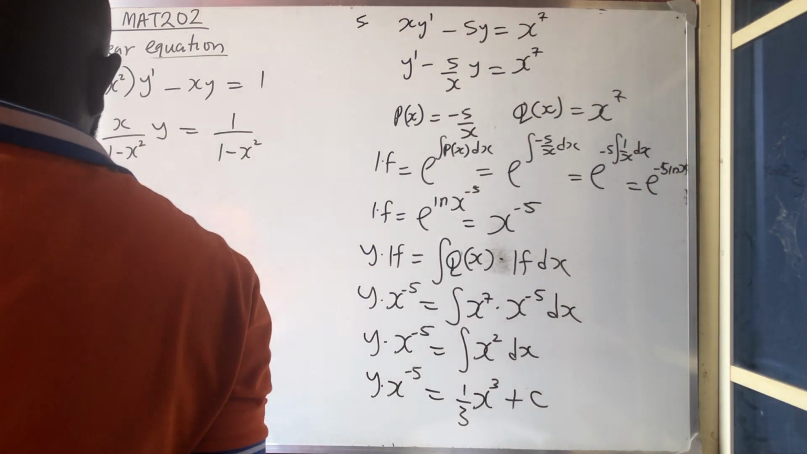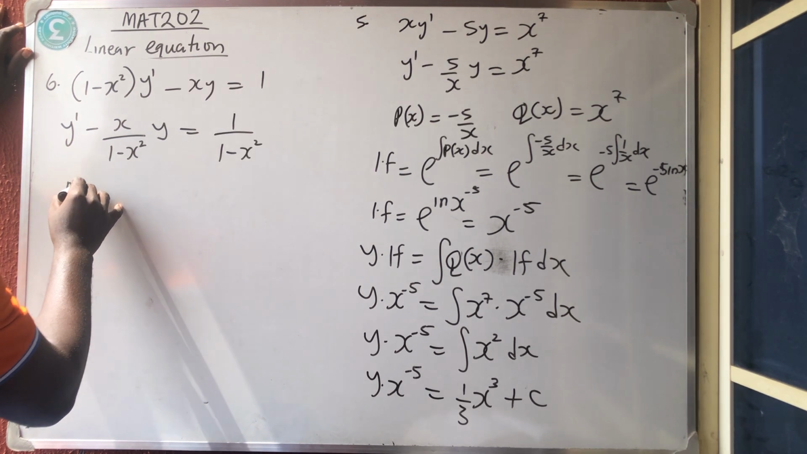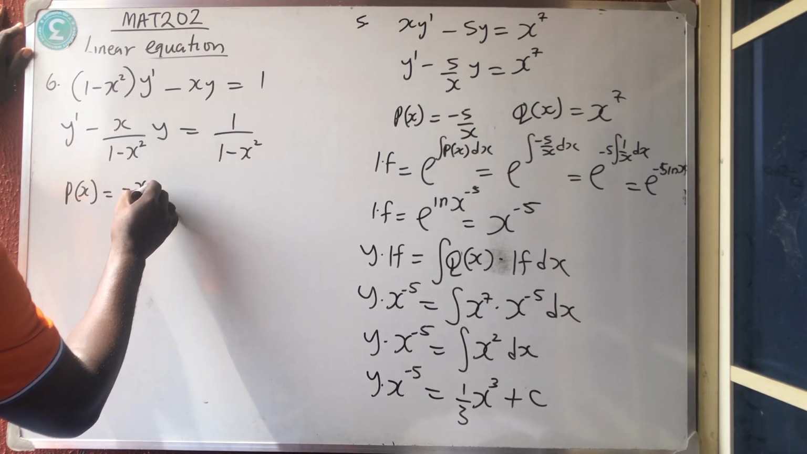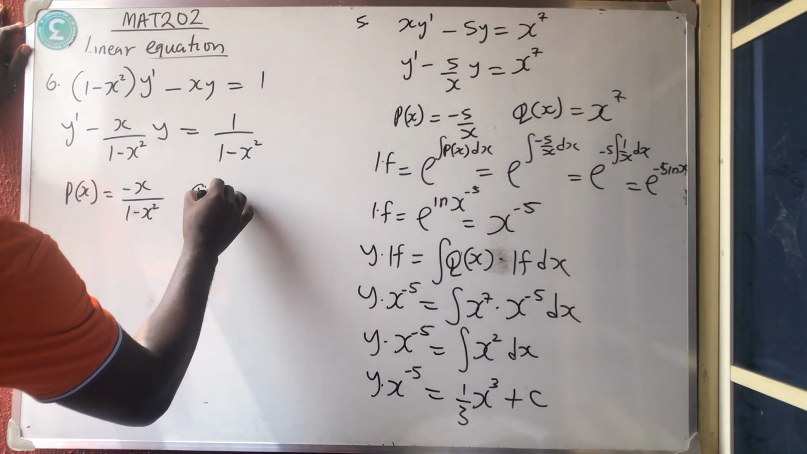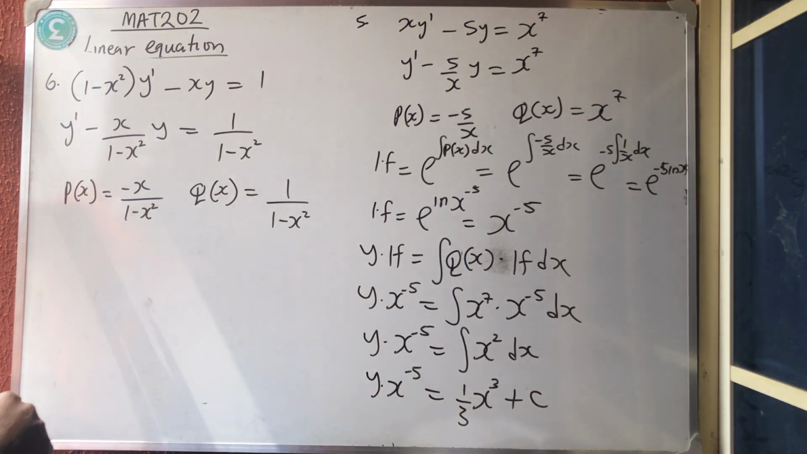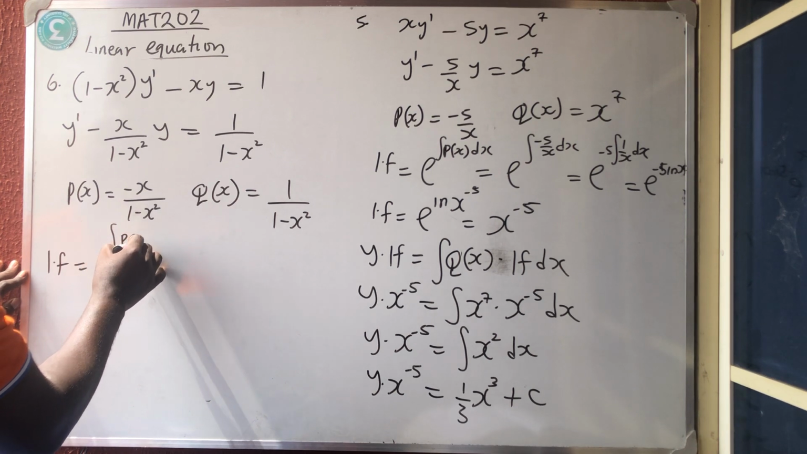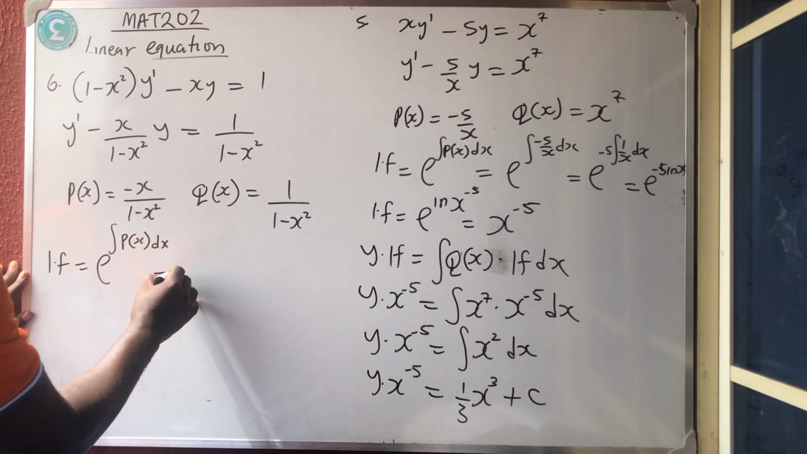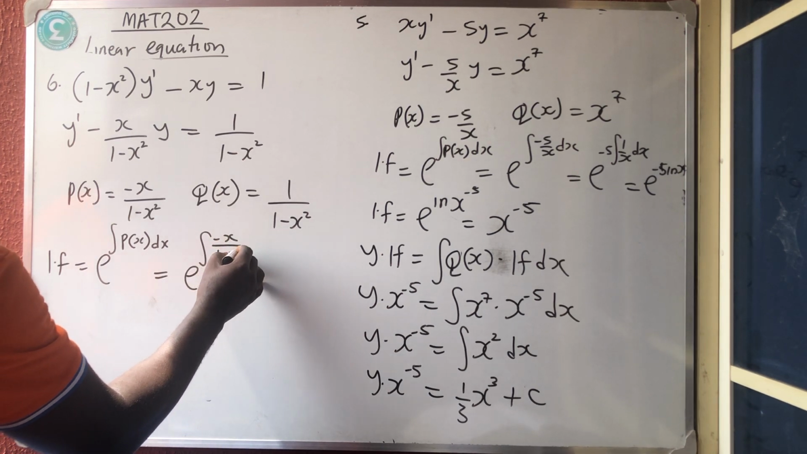Okay, so I'm having that my p of x is equal to minus x over 1 minus x squared, and my q of x is equal to 1 over 1 minus x squared. So let's continue. My integrating factor is now e raised to power the integral of p of x dx, which is equal to e raised to power the integral of minus x over 1 minus x squared.